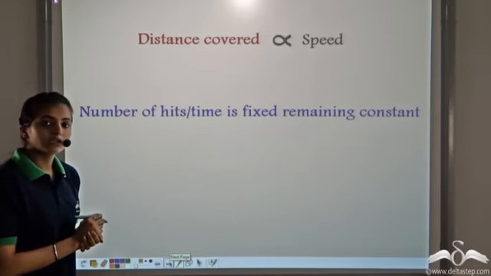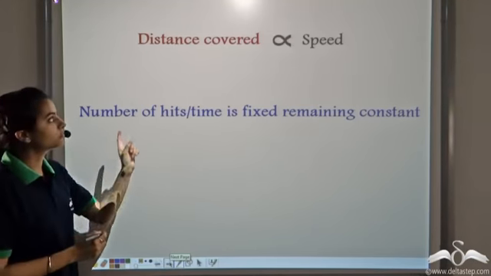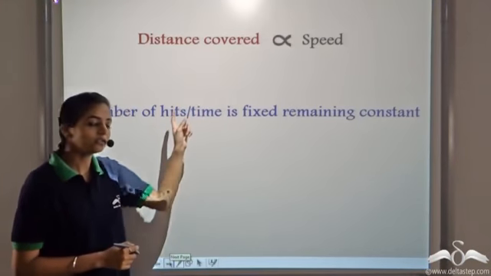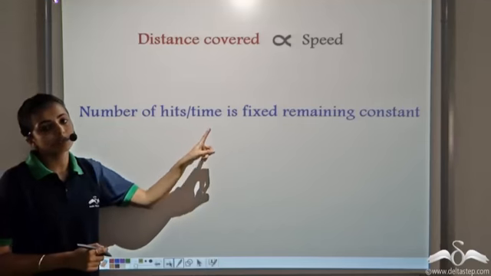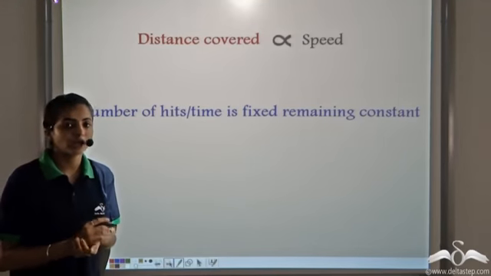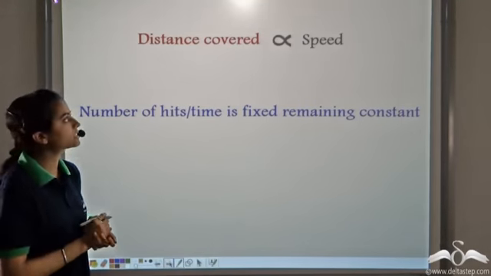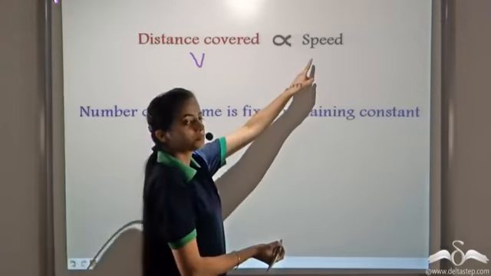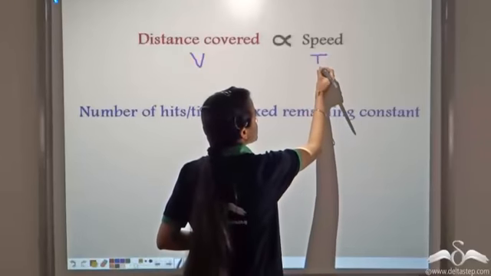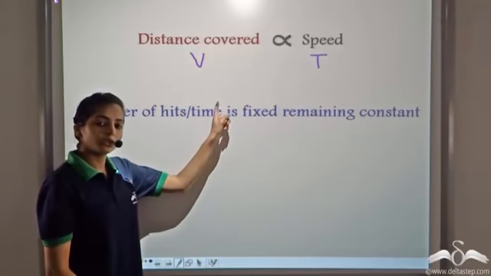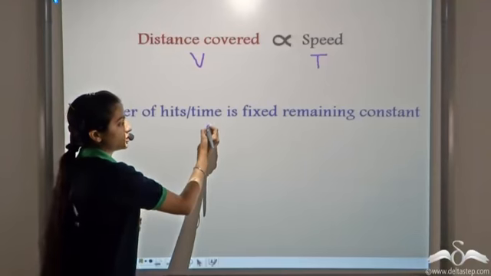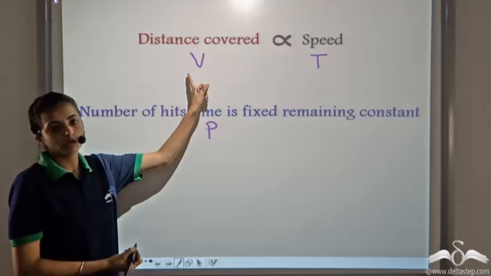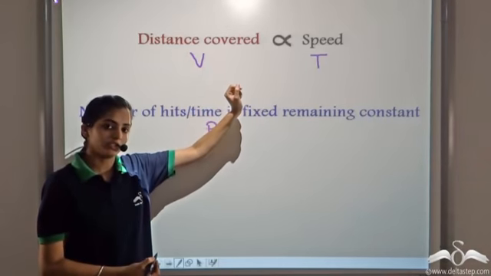So this is, as we had seen before, for the person running. We had observed greater is the speed of the person, greater is the distance covered by the person, provided the number of hits per unit time remains constant. So for Charles' experiment or for Charles' law, what did we observe? The distance covered is the volume of the gas, the speed is the temperature, and the number of hits per unit time remaining constant is the pressure. So for Charles' law, as the pressure remains constant, the volume of the gas is directly proportional to its temperature.